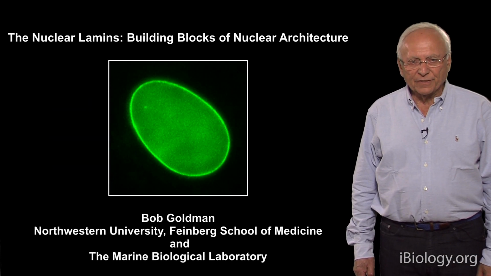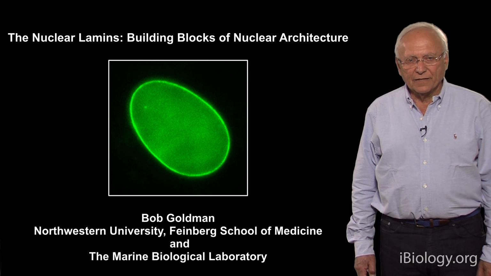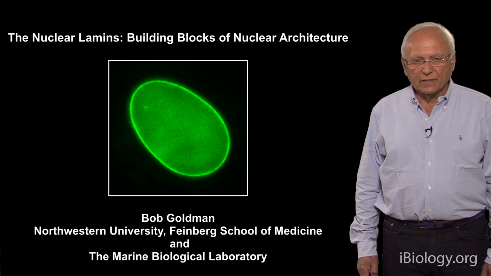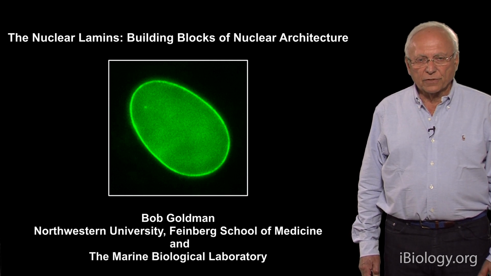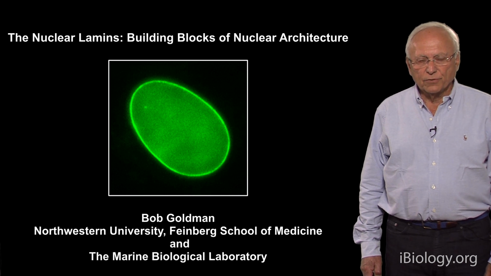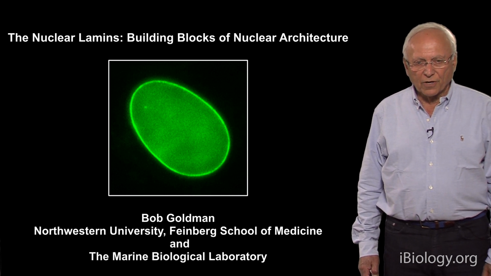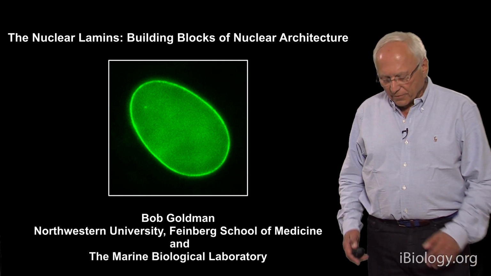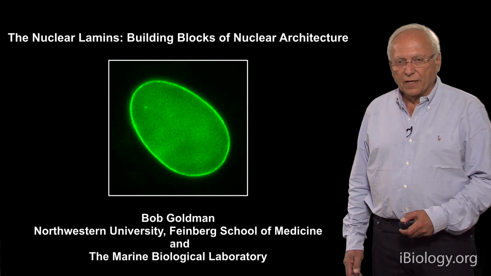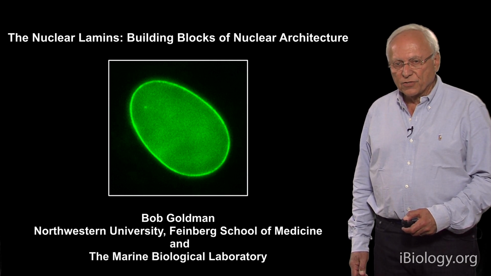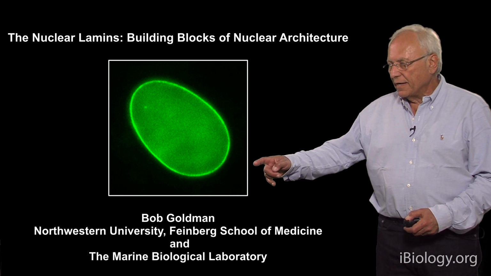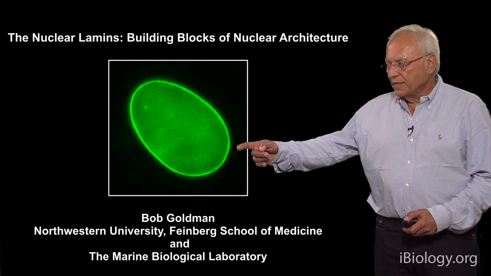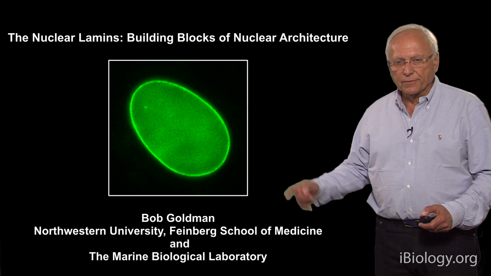Hello, I'm Bob Goldman, and in our previous talk, I discussed the cytoskeletal intermediate filament networks of cells, and now I'd like to introduce you to the nuclear lamins, which are the type 5 intermediate filament proteins, which many consider to be the building blocks of nuclear architecture. And first, right on this introductory slide, you can see the lamin network, both forming an intense ring around the edge of the nucleus, and in fact forming in lesser concentrations a network throughout the nucleoplasm.